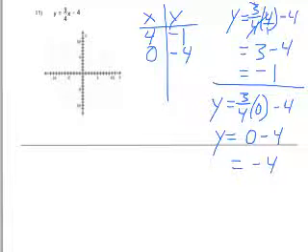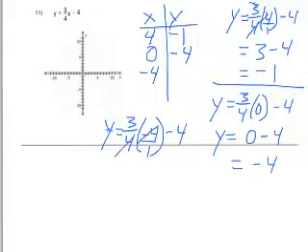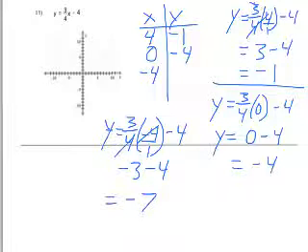Okay, so let's choose another one. Let's try, we could do 8, or we could do negative 4. Let's go with a negative 4. What the heck? We'll go negative 4 for x. So y equals 3/4 times a negative 4 minus 4. Okay, so that over 1, those cancel, and we get a negative 3 minus 4, and that equals a negative 7. Okay, so negative 7.